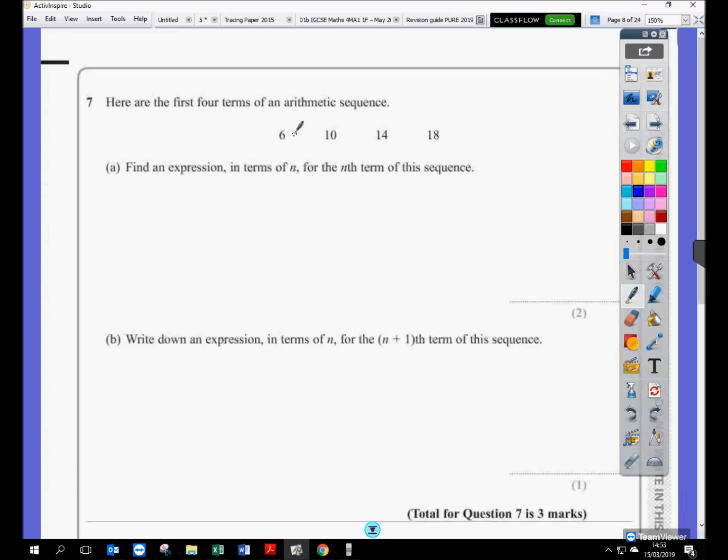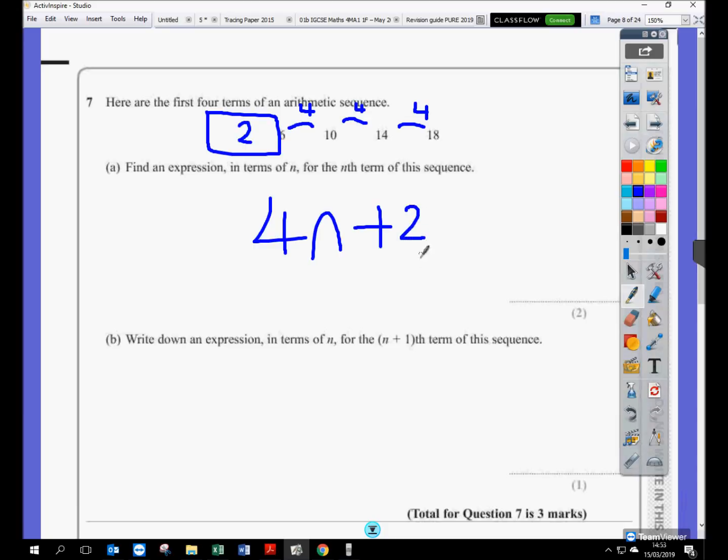Next question. So the sequence goes up in 4s, so the formula starts off 4n. The term before the first term is known as the 0th term. Because it's going up in fours, just count back 4, and you end up with 2. So the formula is 4n plus 2.